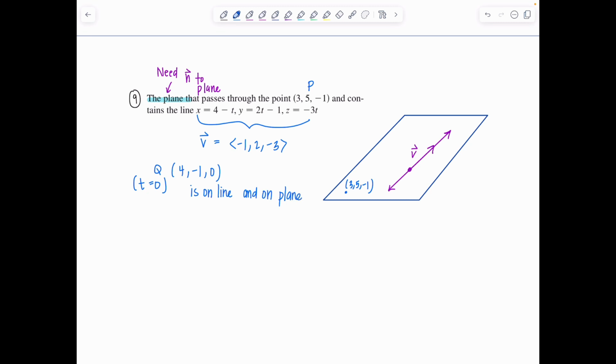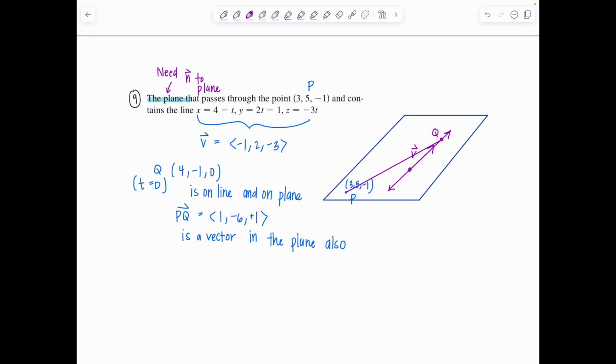So let me connect P to Q, doesn't really matter which way, or Q to P. So if I do P to Q, then I'm going to have component 4 minus 3, so 1, -1 minus 5, -6, and then 0 minus -1, so +1. So PQ is a vector in the plane also. Okay, so here's P. I don't know where Q is on the line. It's somewhere, and I just connected them.